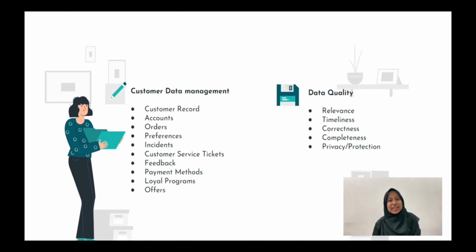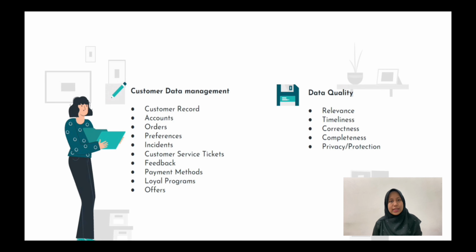The next one is customer data management. Customer data is any and all information that can be associated with a customer, and it is considered a special category of information. These are some examples of customer data. The first one is customer record. The primary customer record includes basics such as the name of the customer and a customer ID. Second, accounts, use of user ID and password, permission and encryption.